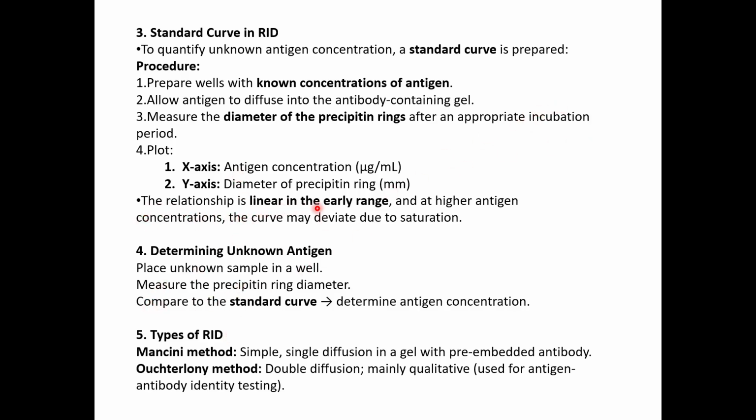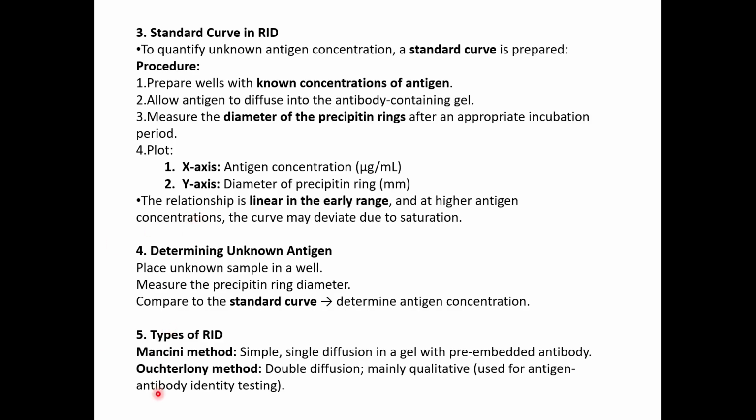Then the relationship is linear in the early range, and at higher antigen concentration, the curve may deviate due to saturation. Then determining the unknown antigen. So when you already have a standard graph, similar to protein estimation, you can place an unknown sample in the well, measure its precipitin ring, and then compare the diameter of that to the standard graph. So you can determine the concentration of that antigen.